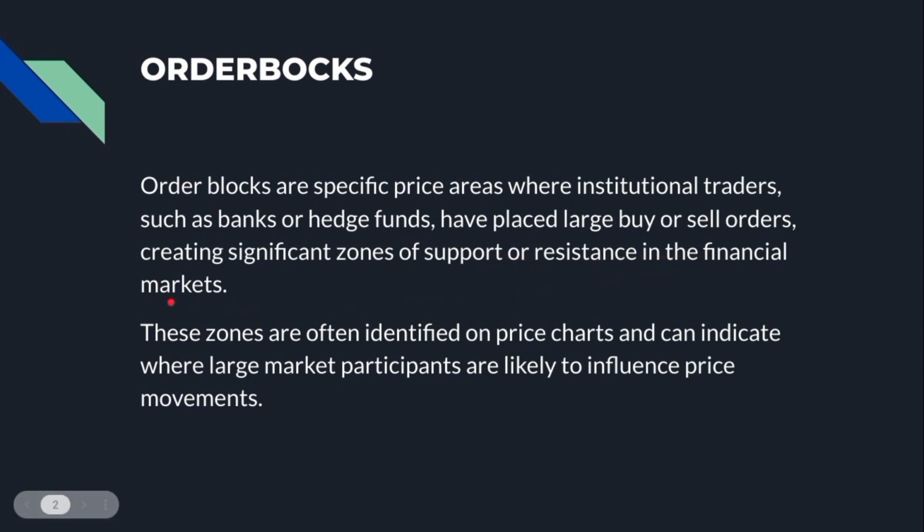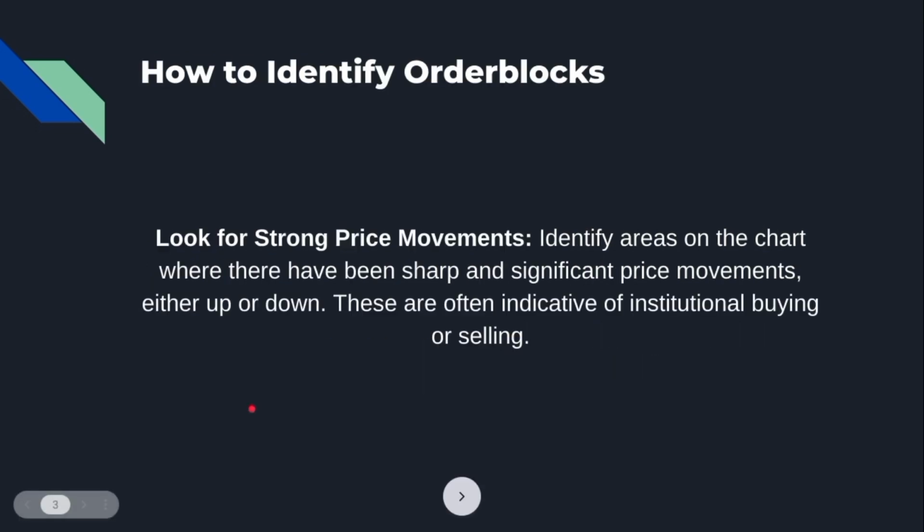So it's basically when the banks enter, they make big moves in the market, right? They make price runs, like I covered in the previous video. They create big moves to the downside or to the upside. Therefore, the candlestick before that will become an order block, right? These zones are often identified in price charts and can indicate where large market participants are likely to influence price movements, right?